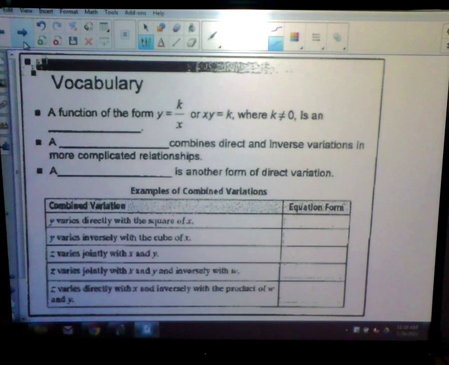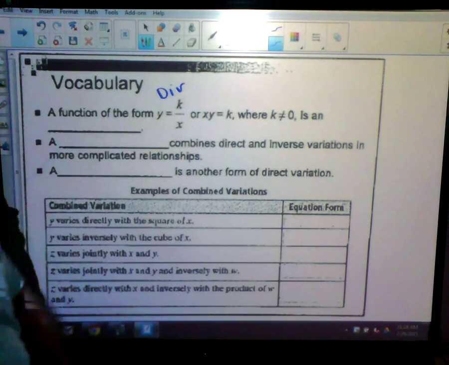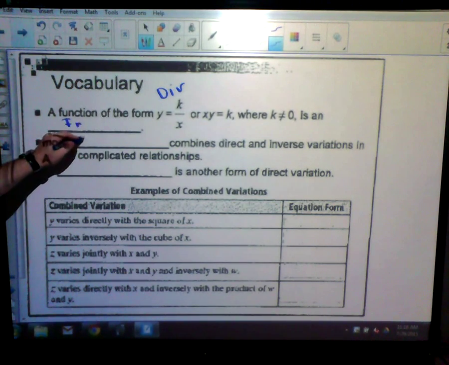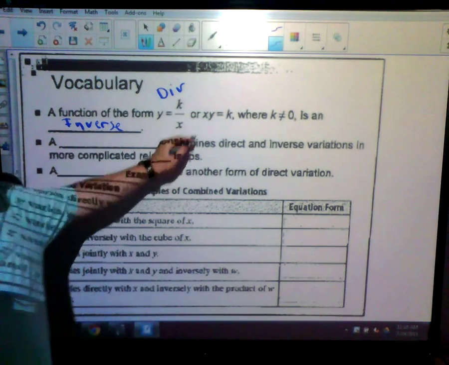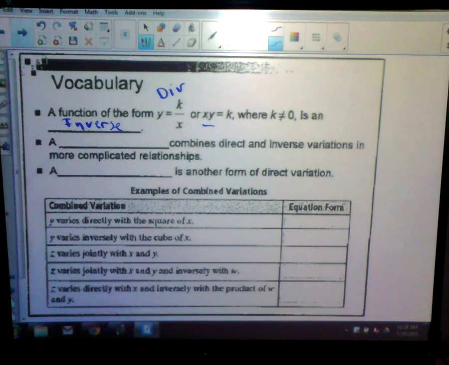Y equals k divided by x, a division problem, is called inverse variation. How do I find k for inverse variation? I multiply the x and the y together.